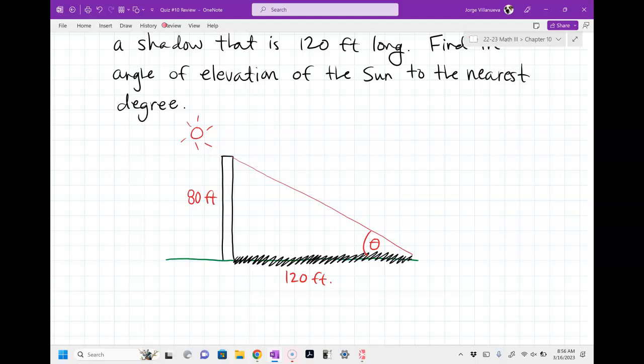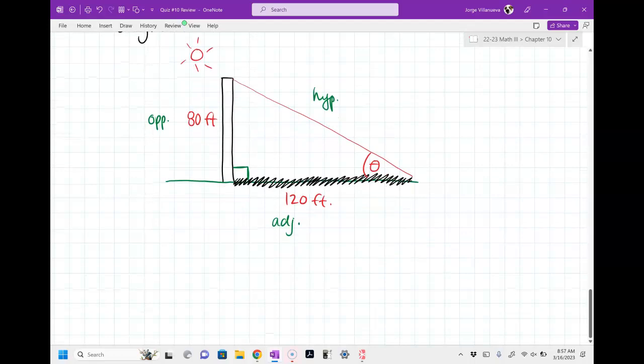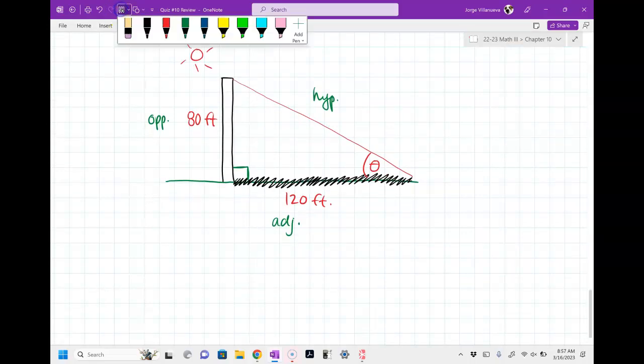I'll label them right now just in case, but this is my 90-degree angle right here, which makes this the hypotenuse, right? But notice the hypotenuse is not being used. The only trig function that does not have a hypotenuse in it is tangent, right? This would be my opposite. This would be my adjacent side. Okay, so it's opposite and adjacent. That is a tangent function.